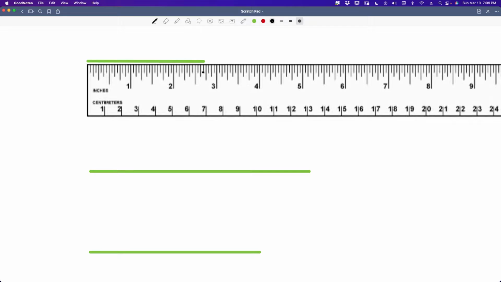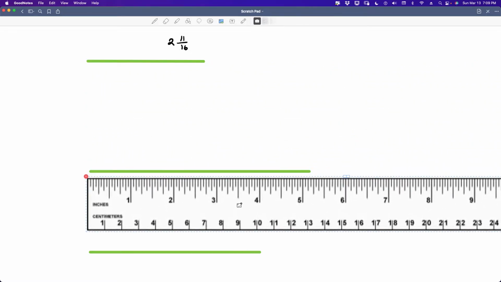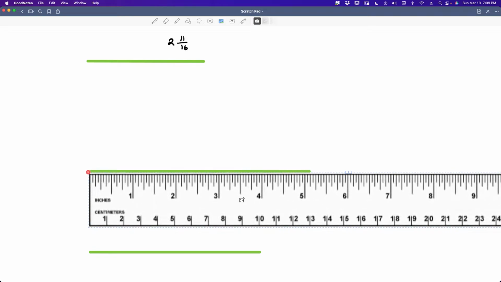So I need to count the number of 16ths that I have from here. 1, 2, 3, 4, 5, 6, 7, 8, 9, 10. This is 2 and 11 sixteenths because it's not quite on this next 8 mark. So this is 2 and 11 sixteenths is what we have here. So let's go ahead and measure this next line. I'm going to drop my ruler down to here.